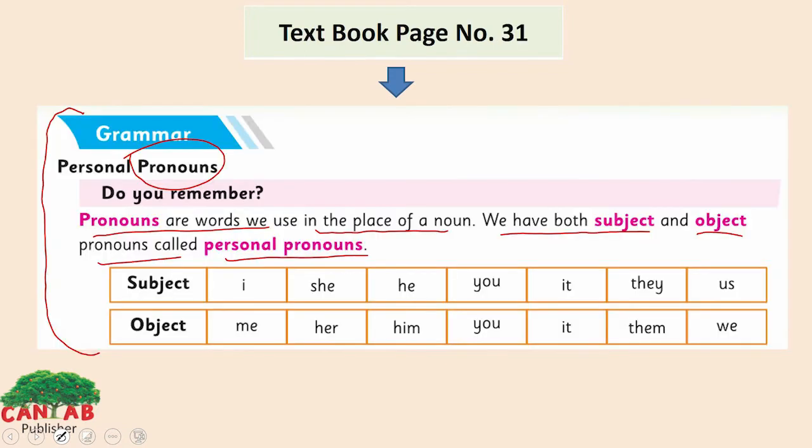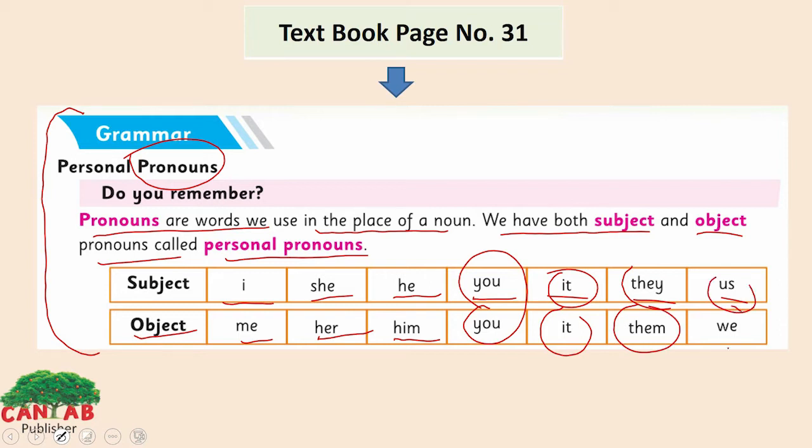So look at some subject and object personal pronouns here. Subject pronouns: I, she, he, you, it, they, we. Object pronouns: me, her, him, us, them. You and it are the same and can be both subject or object. It depends on the situation. They and them, us and we.